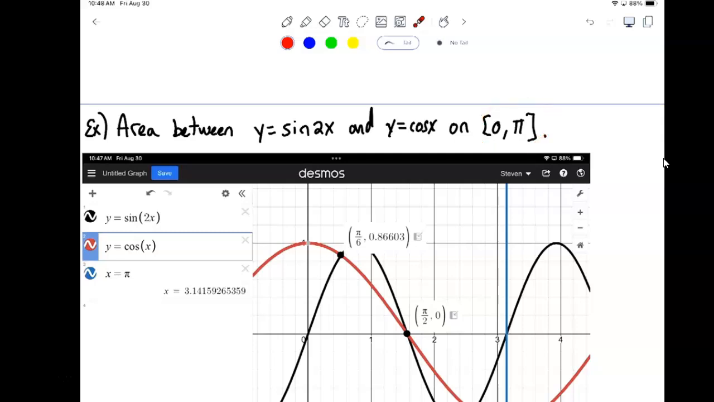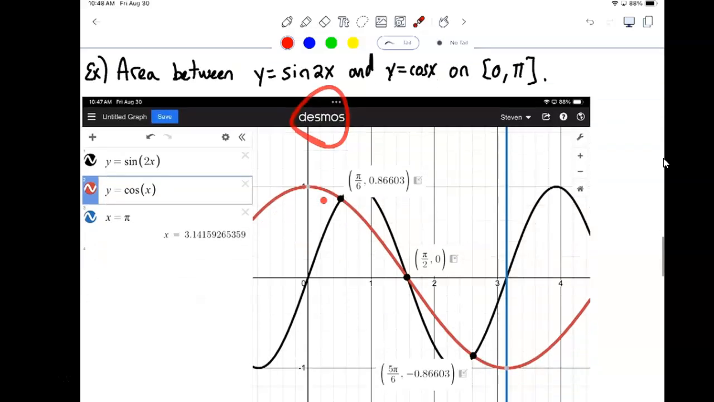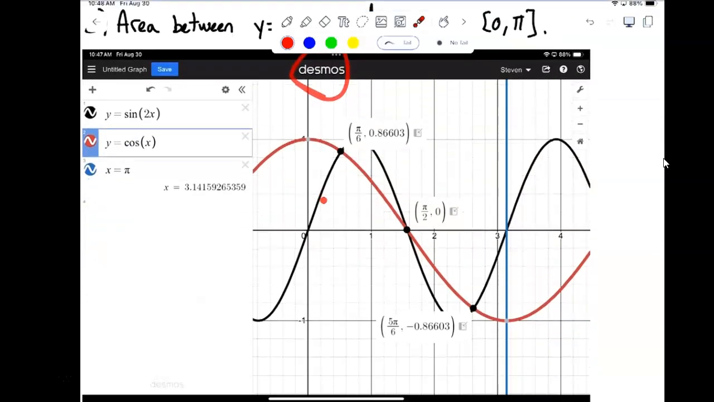So what I've gone ahead and done using Desmos is I have graphed my sine and cosine functions here. The sine function, sine of 2x, I have graphed here in black. And you can see it's this shape coming up here and down and back. Now I've also marked pi on here as a vertical line so I know where everything stops. And then cosine x here is graphed in red.